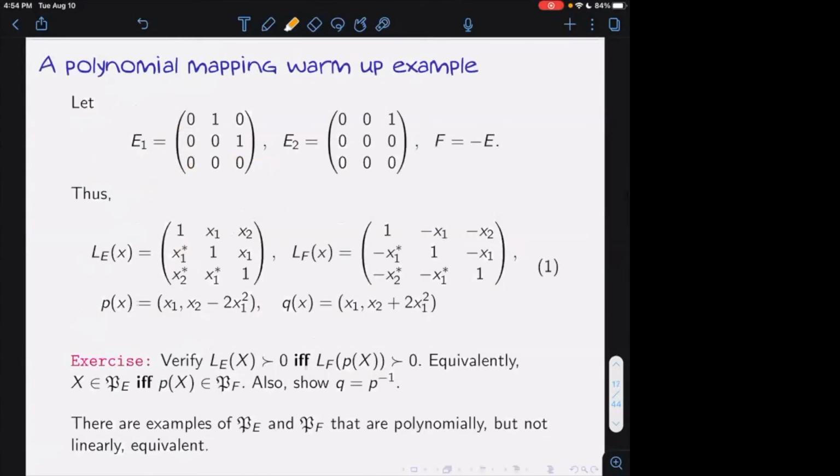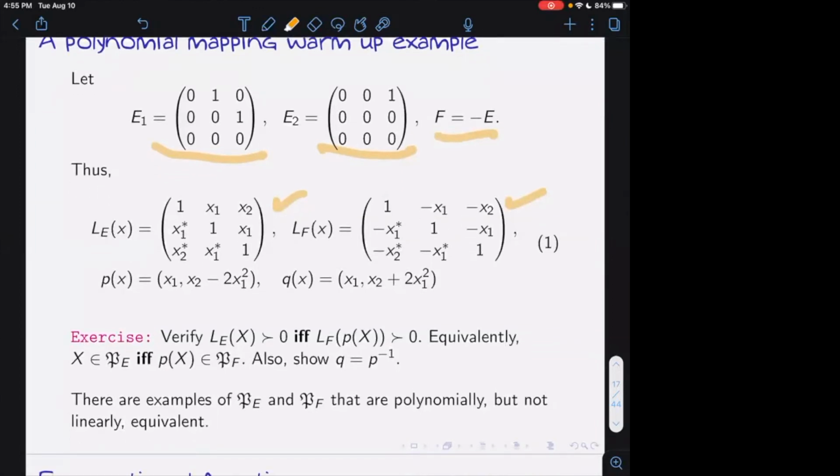Okay, and so here's maybe a warm-up example. I took E1 to be this matrix here, E2 to be this matrix. Of course, E2 is just E1 squared. We take F to be minus E, and then we get these two linear pencils. And I'm going to consider these two polynomials P and Q.